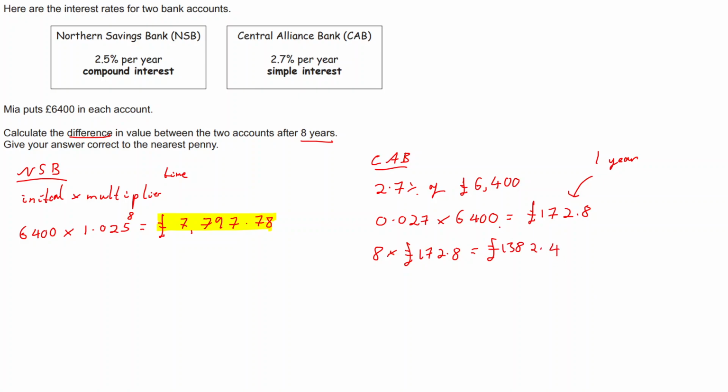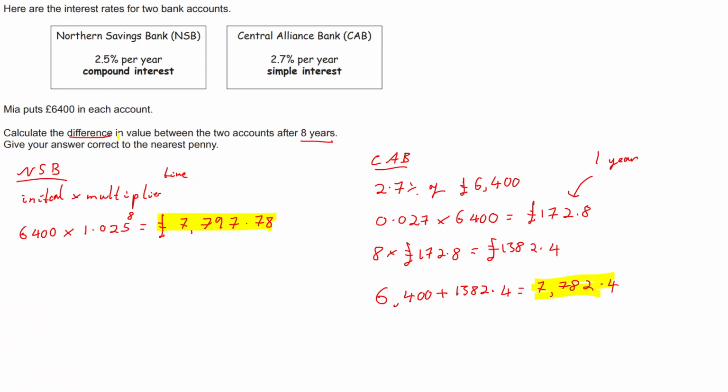So that is the interest that I get after 8 years, but I really want to see how much I get in total, so I'm going to add on that starting amount, which is £6,400, to the interest that I get, which is 1382.4. Let's add that on, and we get a value of 7782.4. So that is my second value.